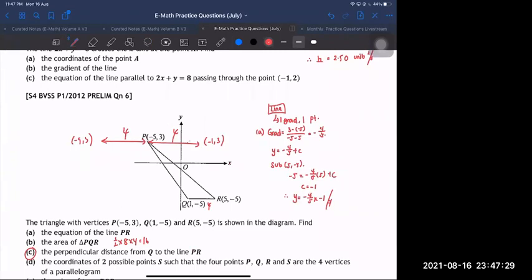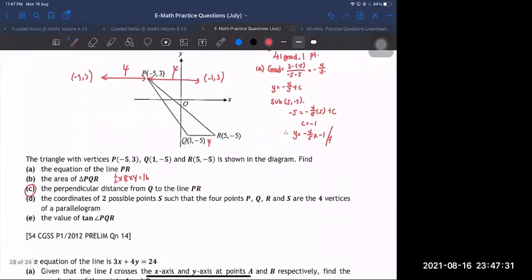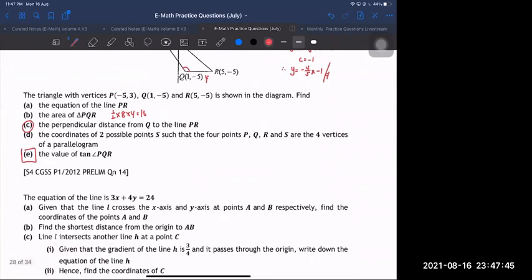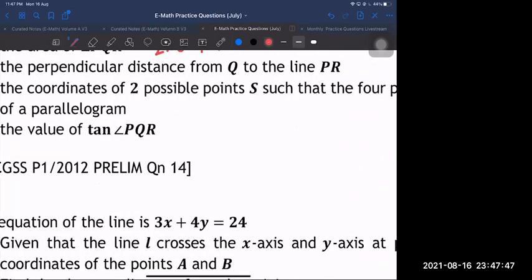Logic. Okay, last one, the value of tangent of angle PQR. Okay, we are looking for this value here. So remember that for tangent, I know this is not really tested in the syllabus for obtuse angles, but you must remember that for tangent, whenever you're looking at an obtuse angle.